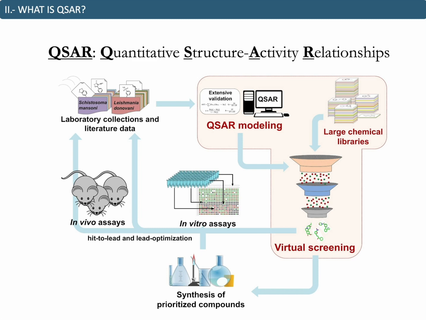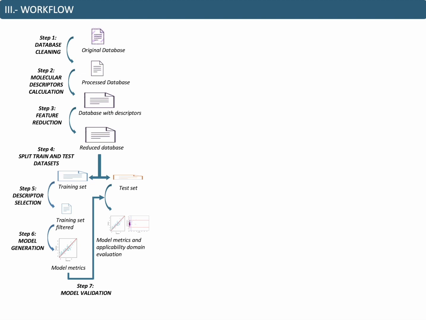The workflow for the creation of a QSAR model usually consists of 7 steps as follows. 1. Database cleaning. 2. Descriptors calculation. 3. Feature reduction. 4. Creation of the train and test subsets. 5. Descriptor selection. 6. Model generation. 7. Model validation.